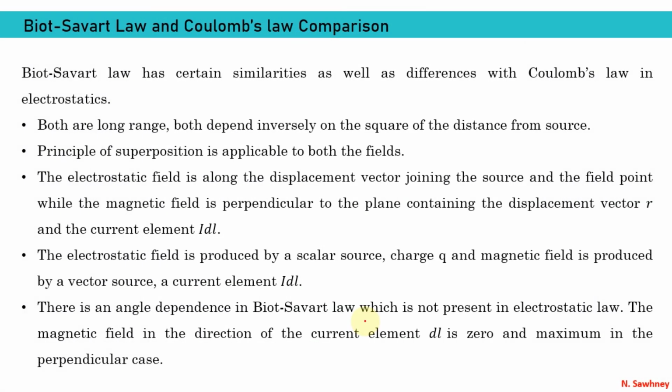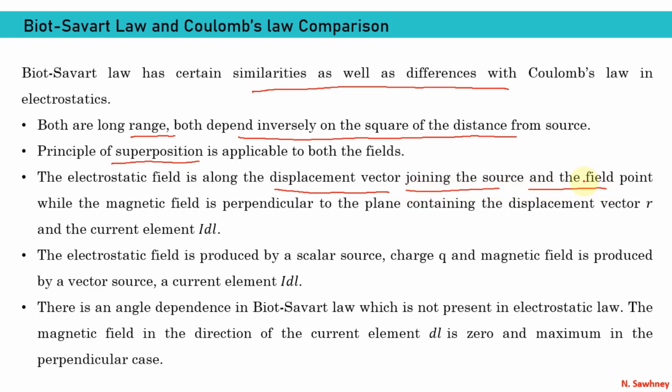Now the comparison of Biot-Savart law and Coulomb's law. There are many similarities and differences with Coulomb's law in electrostatics. Both are long range, both depend inversely on the square of the distance from the source. The principle of superposition is applicable to both the fields. The electrostatic field is along the displacement vector joining the source and the field point, while the magnetic field is perpendicular to the plane containing the displacement vector and the current element IDL.